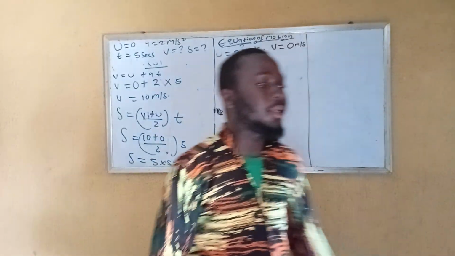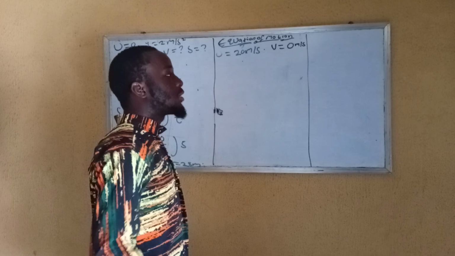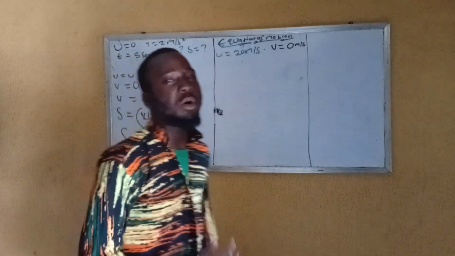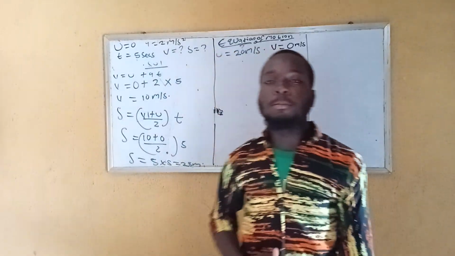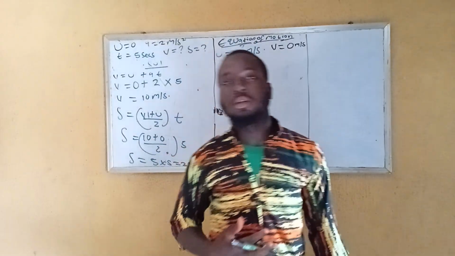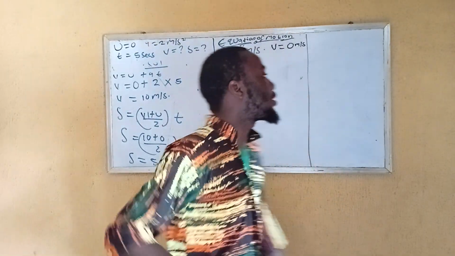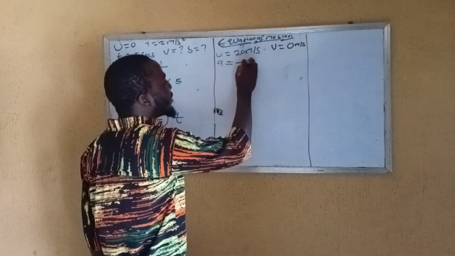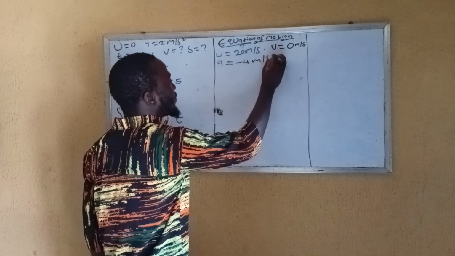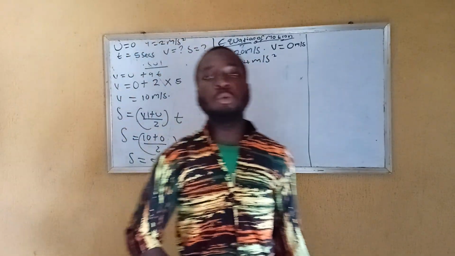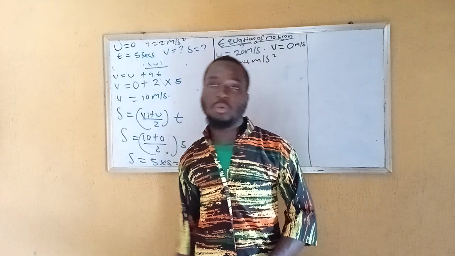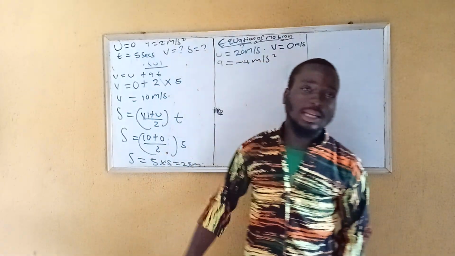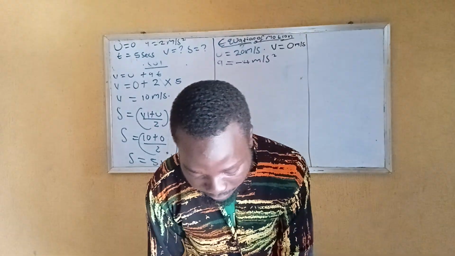By a uniform retardation of 4 meters per second squared. Meter per second squared is the unit for acceleration. But it doesn't say acceleration, it said retardation. What is retardation? Retardation simply means negative acceleration. So you are given a retardation of 4 meters per second squared, that is your a will now be minus 4 meters per second squared. Assuming you are given a retardation of minus 4 meters per second squared, then your acceleration will be 4 meters per second squared. Retardation means negative acceleration.